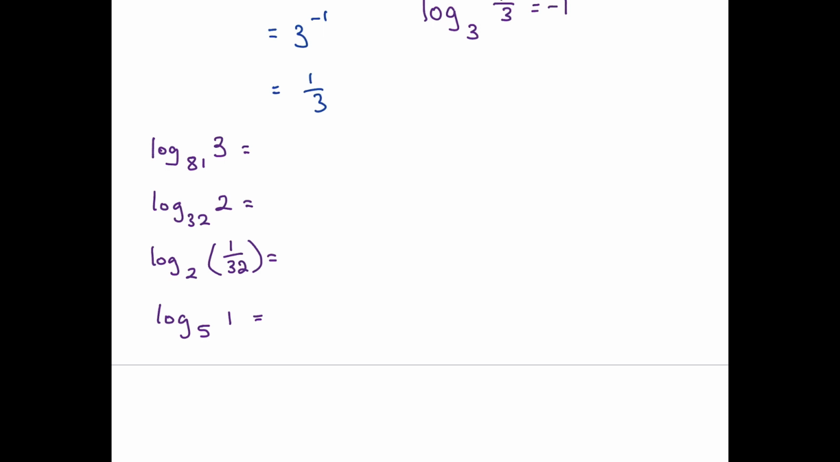So we have log base 81 of 3. How do you solve this one? Let's start by saying that we know 3 to the 4 is 81. So this is log base 3 of 81 equals 4. But this is not what our question wants us to solve. We have log base 81 of 3. That's no problem. So we can say that log base 81 of 3 is 4 to the minus 1, which is a quarter.